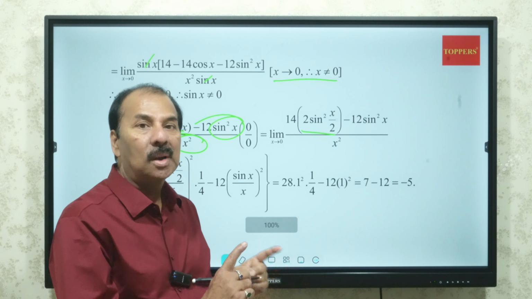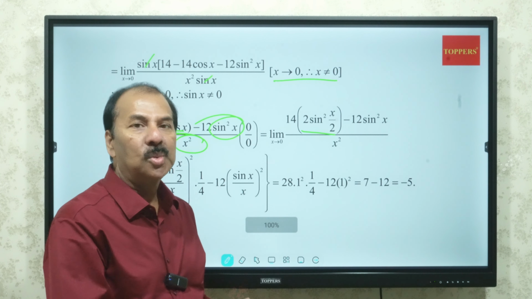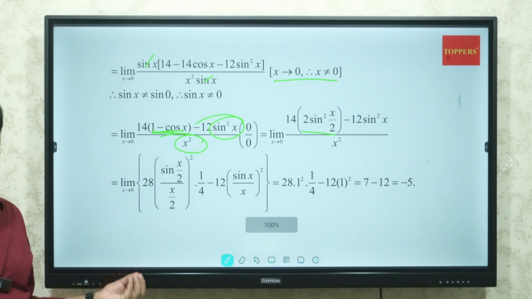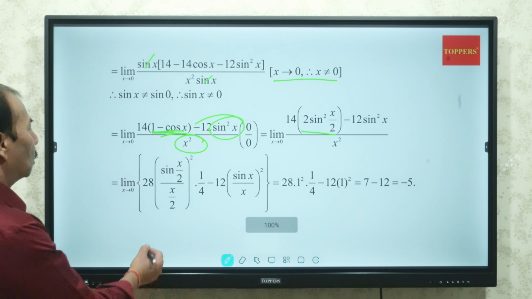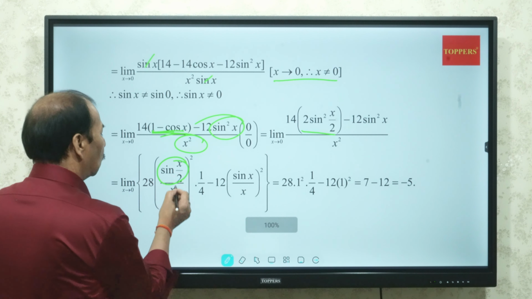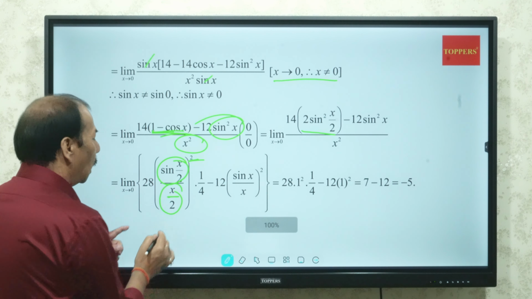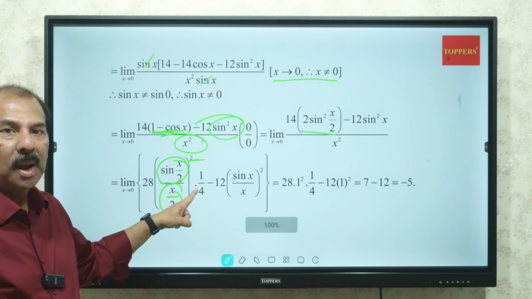So again that extra term 1 by 4 will be reintroduced. Once it is introduced, to eliminate that, we will again arrange that 1 upon 4 either in the denominator or in the numerator depending on our requirement. So here you can see this sin x by 2 upon x by 2 whole square. It means we are dividing numerator by that extra term 1 by 4 here. It means this numerator has to be multiplied by 1 by 4.